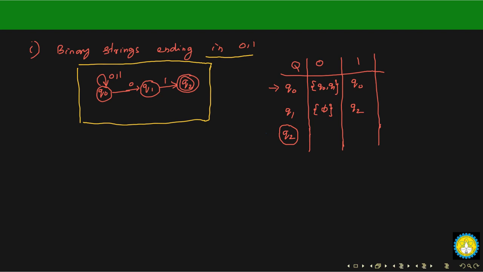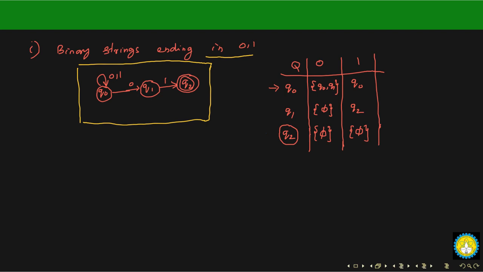Okay, from Q2, upon getting a 0, the transition is not defined. So here again we have a null transition. I have a transition to the null set. Again, Q2 upon 1 is also a null set because the transition is not defined. So this is going to be the transition table for this NFA.